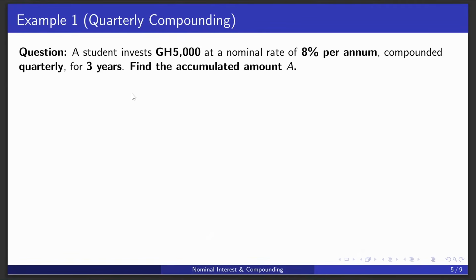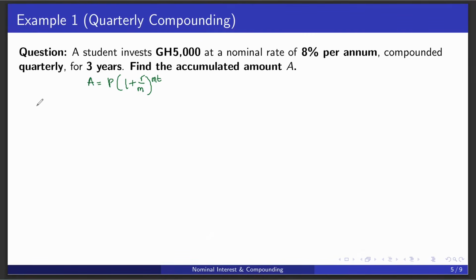Let's look at an example. A student invests 5,000 at a nominal rate of 8% per annum, compounded quarterly for 3 years. Find the accumulated value. The formula for finding the accumulated value is given as A equals P times (1 plus R over M) to the power M times T.